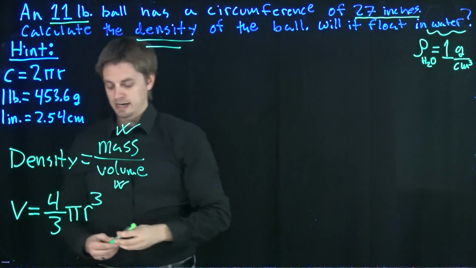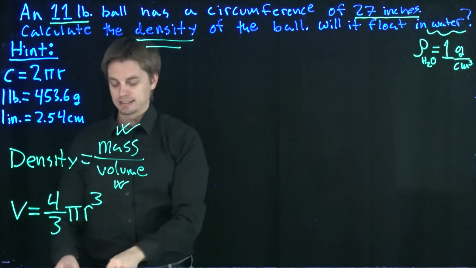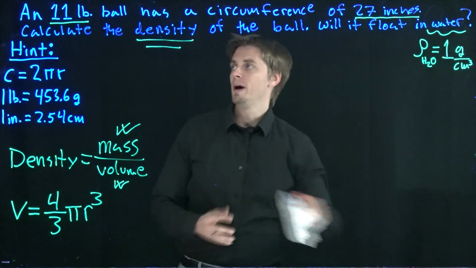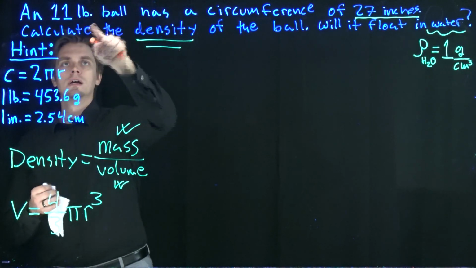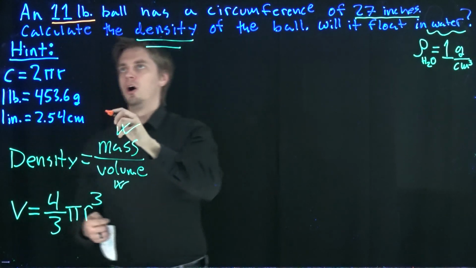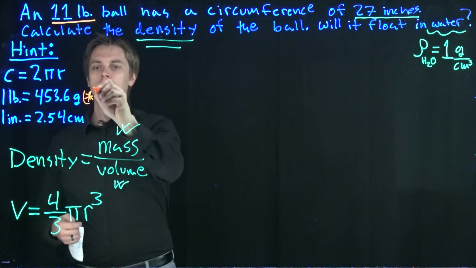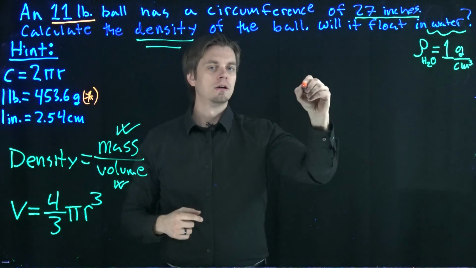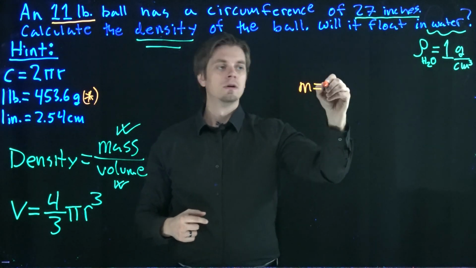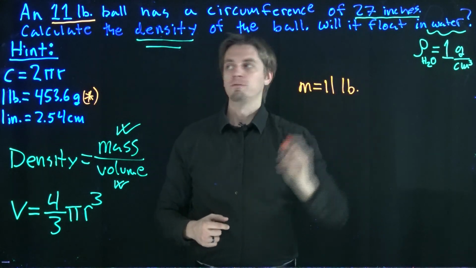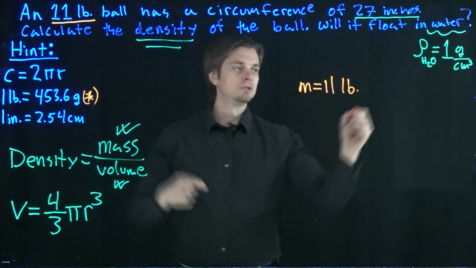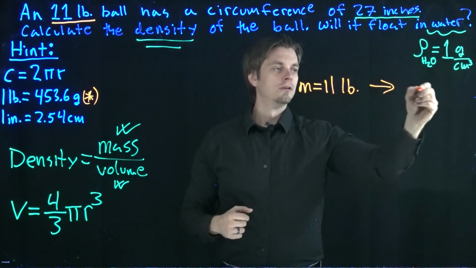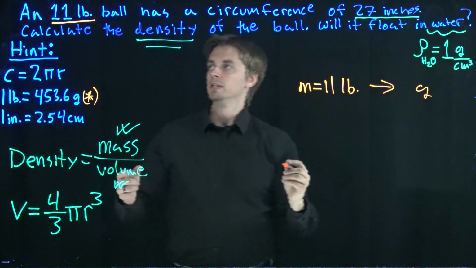Okay? So we're going to take our mass and do a little mass calculation. The mass calculation here is going to involve our equation right here that allows us to change mass from units of pounds to units of grams. So let's see how we do that.